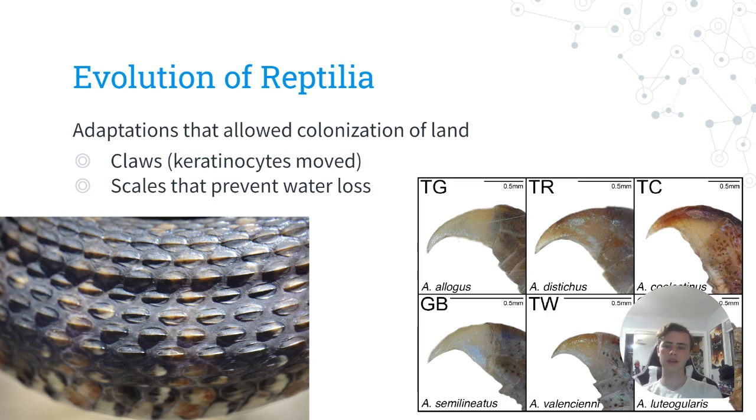Claws help them move on land during the transition between living in the water and living on land. Scales on the reptile skin also help protect the skin from water loss and pathogens. This is different than how fish and amphibians got scales. Fish and amphibians got their scales from denticles that cover the body, while reptile scales are made of keratin instead.